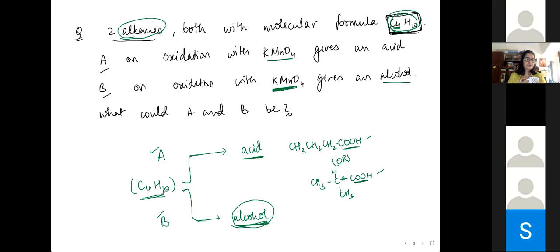Sanat, you're quite close. The product from B is that, but you're supposed to identify the alkane from which you get that product. Read the question twice, thrice. Two alkanes, molecular formula C4H10. One of these alkanes on oxidation gives an acid. The other alkane on oxidation gives alcohol. So you need to identify what these two alkanes are. Your final answer should be an alkane.